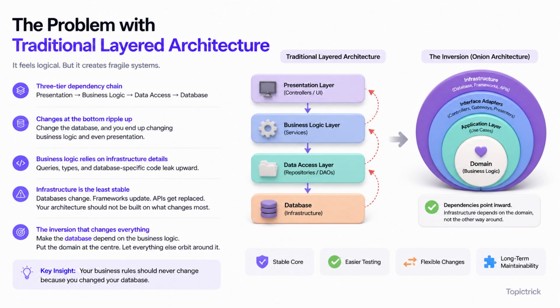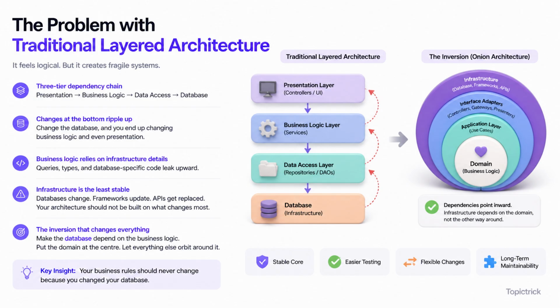The deeper problem is this. In a traditional layered architecture, the database is the foundation. Everything builds on top of it. Your business logic depends on infrastructure. Infrastructure is the least stable, most frequently changing part of a software system. Databases change. Frameworks update. APIs get replaced. By making your business logic depend on the thing that changes most often, you have created an architecture that is fragile by design.